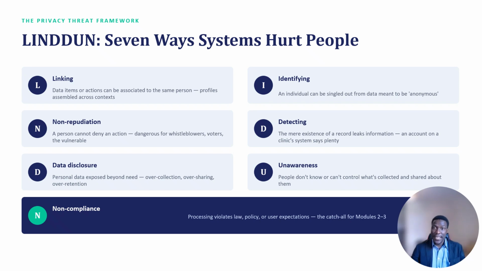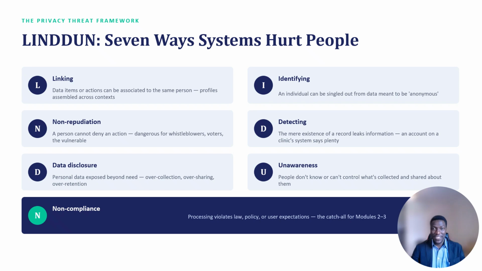Linking is associating data or actions to the same person, assembling profiles across different contexts. Identifying is singling someone out of supposedly anonymous data. Remember in Module 3 where we talked about re-identification attacks, this is where it actually lives. Non-repudiation: a person can't deny an action. For example, a feature in banking, but a threat for whistleblowers and the vulnerable.